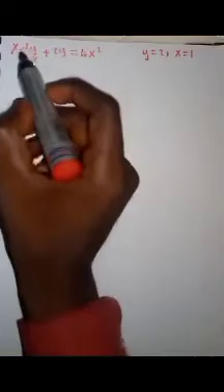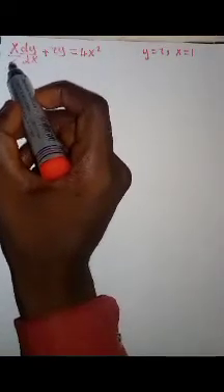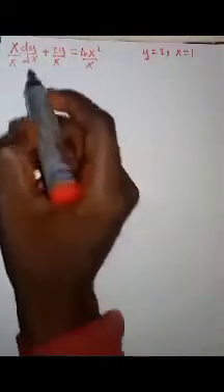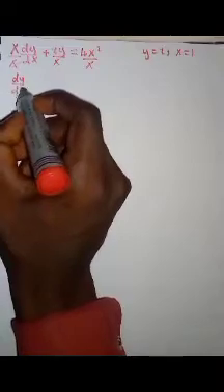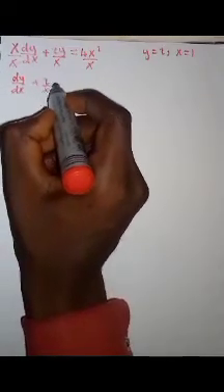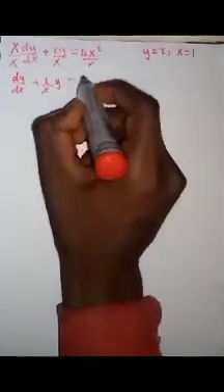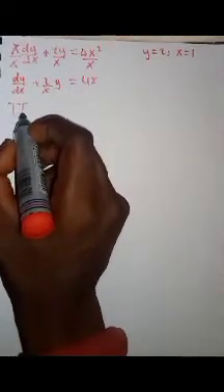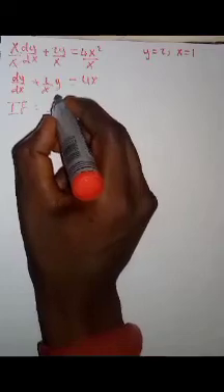x here. So we'll divide all through by x, and they will cancel. We simply have dy/dx plus 2/x times y, which is the same as 4x.